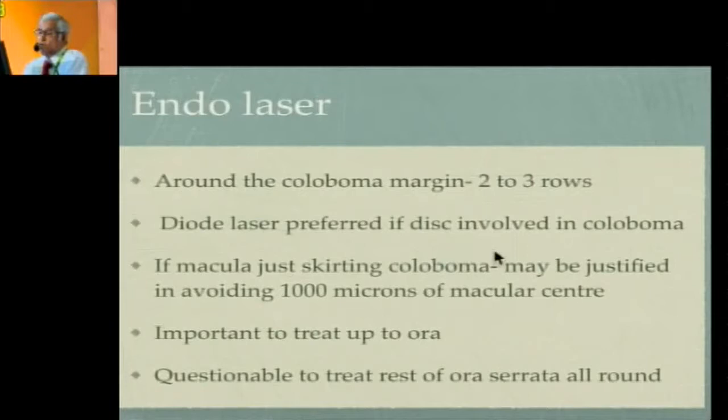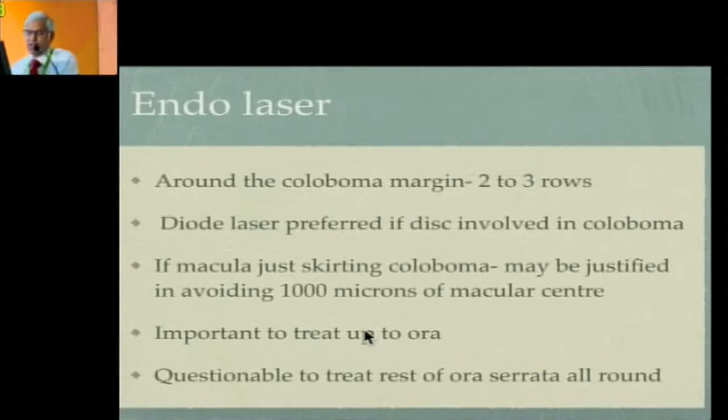But sometimes the macula may be just outside the coloboma margin. So if you go across that coloboma margin, you run a risk of destroying the macula. Then you'd probably skirt the macula, meaning leave about 100, 200 microns away on either side of the macula untreated, taking a risk that if you remove the oil also, the retina may remain attached.